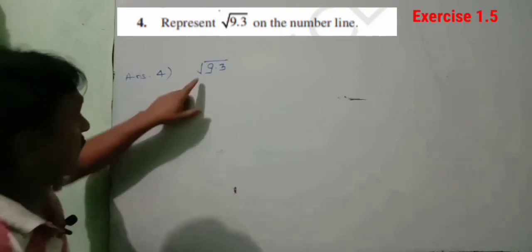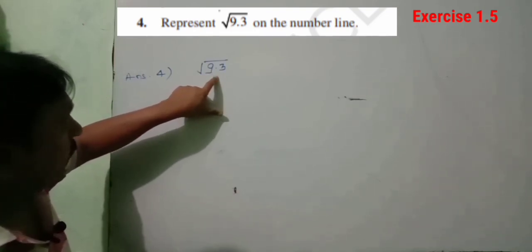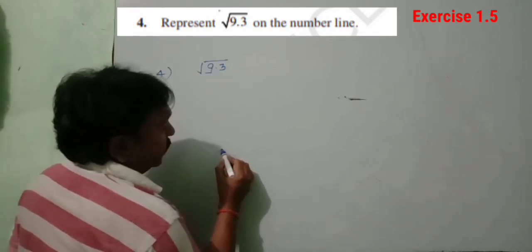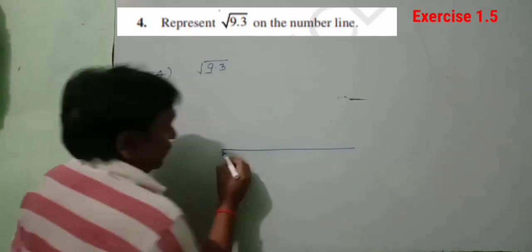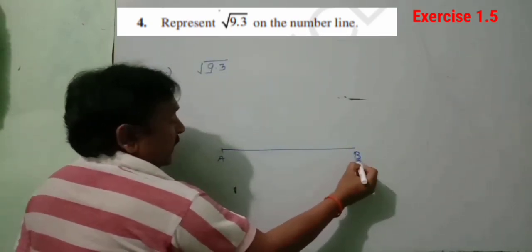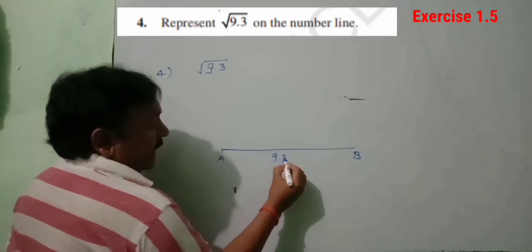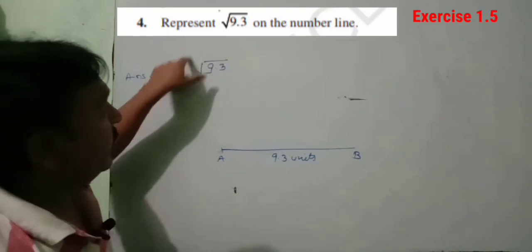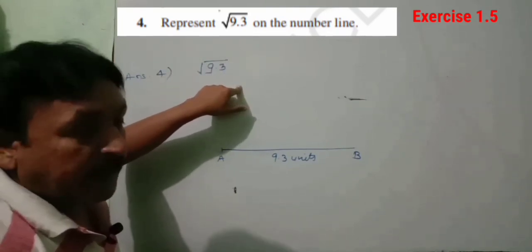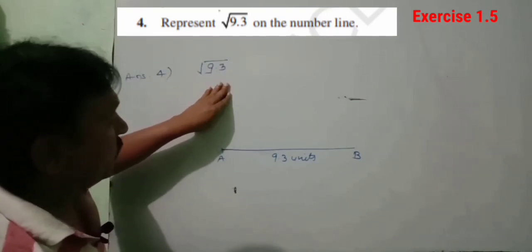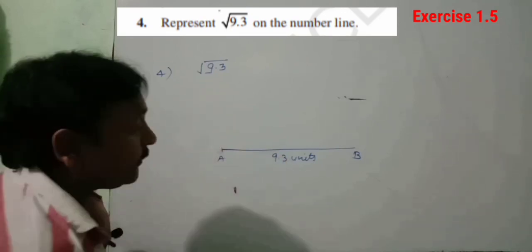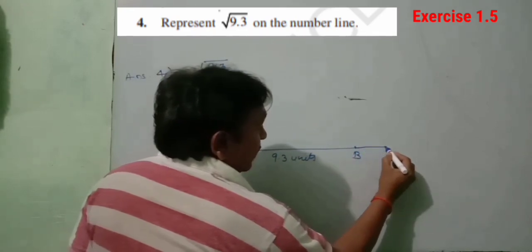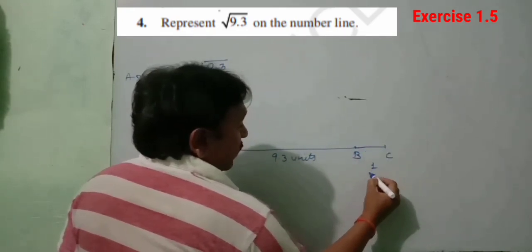See, what is the requirement? Root 9.3. So with the help of a scale, your ruler, make one line, give it the name AB, and its length must be 9.3 units, because we don't know whether it is in meter, centimeter or what. Okay, so we can say just one thing, it is 9.3 units. Okay, second thing, from this point B, you have to extend this line up to point C by 1 more unit.